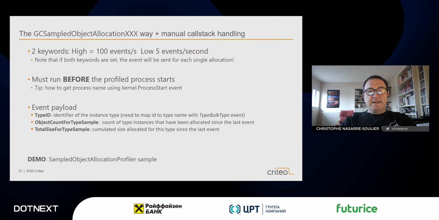First, because it would be good if we could go beyond the limitation of the memory sampling of the allocation tick, which is that you get the name, but you don't get the size. So I'm interested in showing you how to get the size and much more accurate numbers about the allocation. I'm interested in getting some events that will tell me which class has some instances that have been created, how many of them, and for what size. And this is exactly what the GC sample object allocation event is.